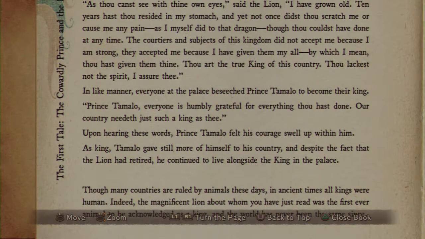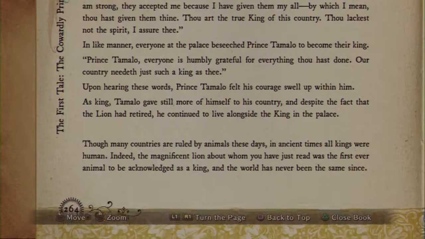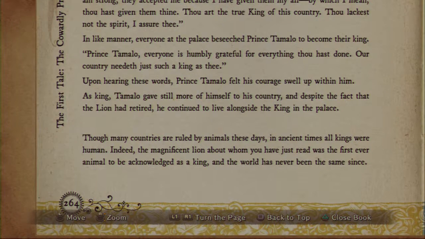As king, Tamalo gave still more of himself to his country, and despite the fact the lion had retired, he continued to live alongside the king in the palace. Though many countries are ruled by animals these days, in ancient times all kings were human. Indeed, the magnificent lion about whom you have just read was the first ever animal to be acknowledged as king, and the world has never been the same since.